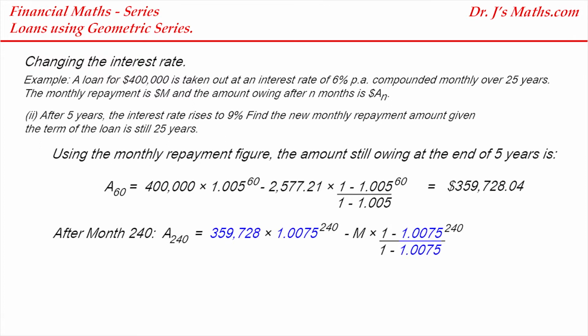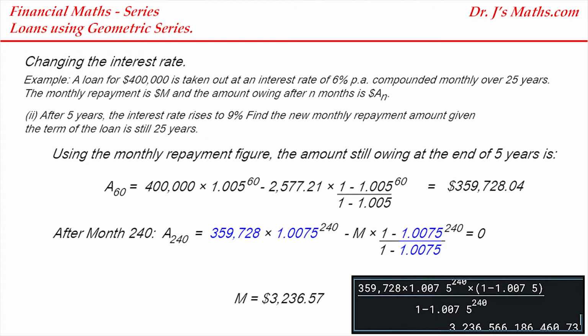So we have to go now for another 240 months. So we just use the same formula but replace the 400,000 with the new amount we've just calculated, and the interest rate going from 0.005 to 0.0075. And so we just put that into our normal calculator because the equation equals 0, and we find that the monthly repayment is $3,236.57, which is significantly higher than it used to be.